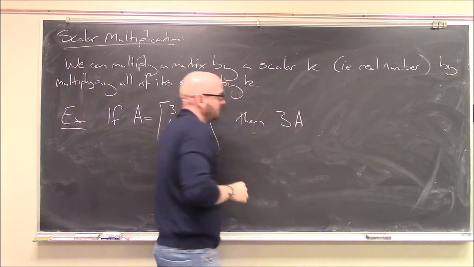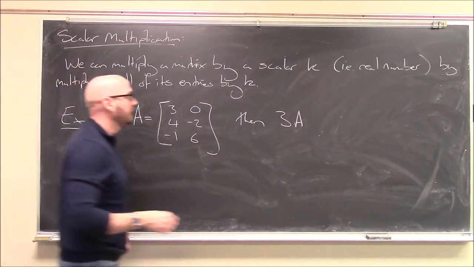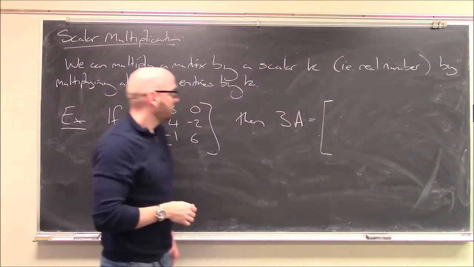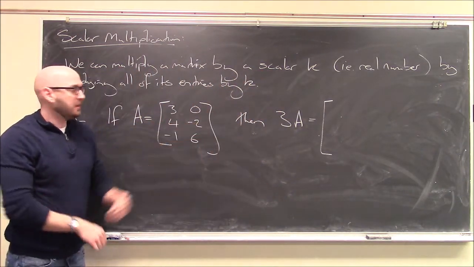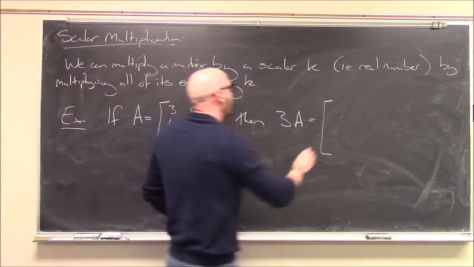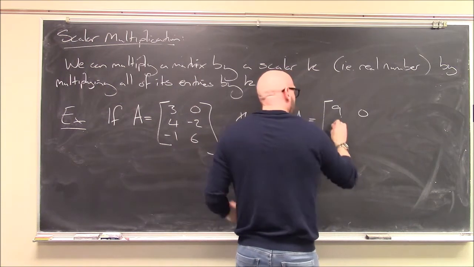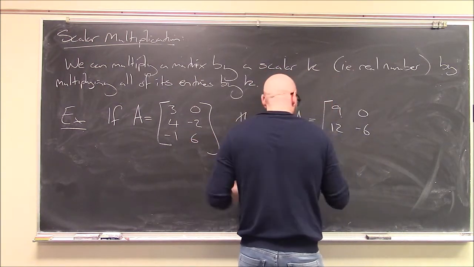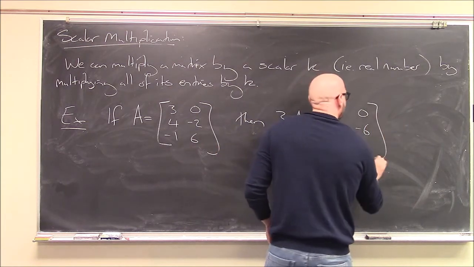3 times A, 3A. So I'm taking A and I'm multiplying it by the scalar 3. This is the same size matrix, but I'm going to take all of the entries and multiply them all by 3. So 3 times 3 is 9, 3 times 0 is 0, 3 times 4 is 12, 3 times minus 2 is minus 6, 3 times minus 1 is minus 3. 3 times 6 is 18.